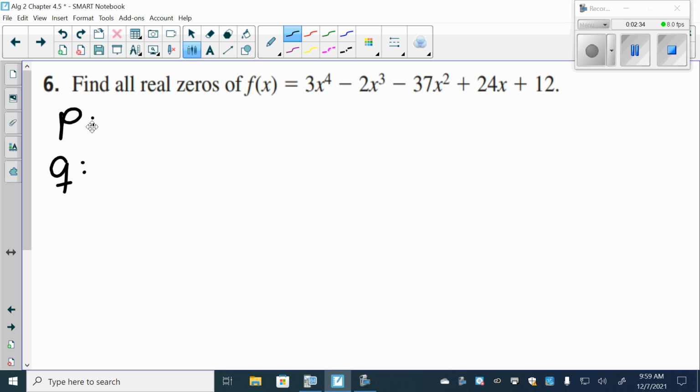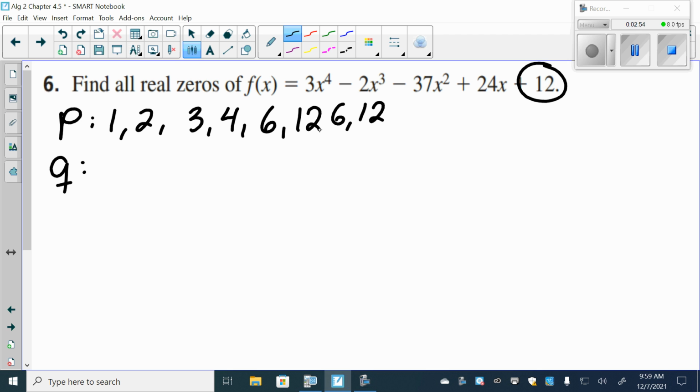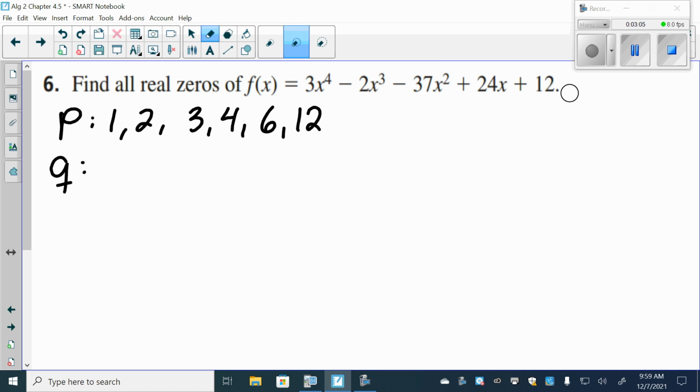Find it. So our constant term in this case is 12. So our factors of 12 would be 1 and 12, 2 and 6, and then 3 and 4. Now the leading coefficient is going to be the number in front of the variable with the biggest exponent. The exponent would be 4, the number would be 3, so our factors are going to be 1 and 3.